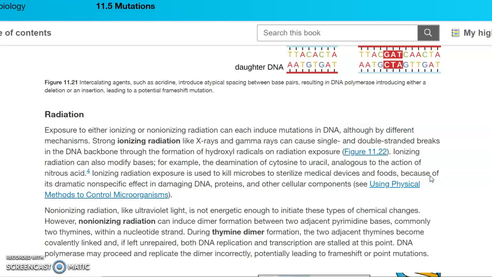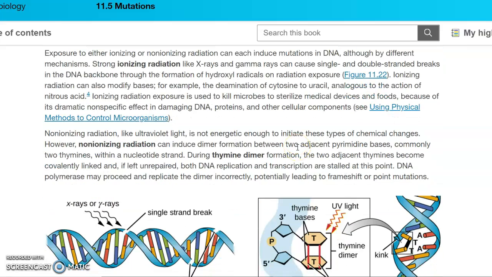And if the DNA polymerase continues, then that's going to be replicated incorrectly, and that leads to mutation. So radiation is another type of mutagen.